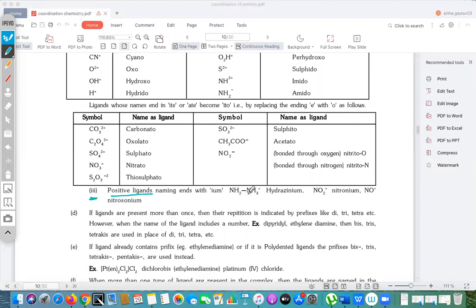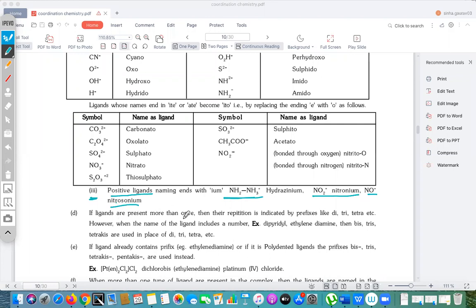Then, for positive ligands, we have the third point: positive ligands end with the suffix ium. So hydrazinium, nitronium, nitrosonium, NO plus. This is the name of the ligand, point number C, which is different from what we did in the nomenclature previously. So this point number C you must take care of.